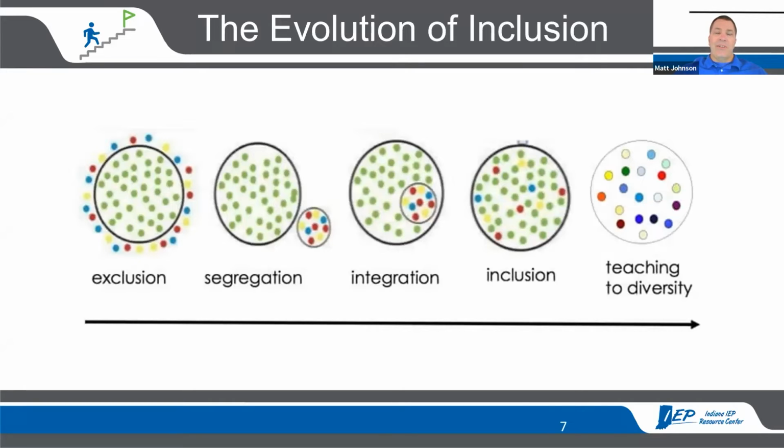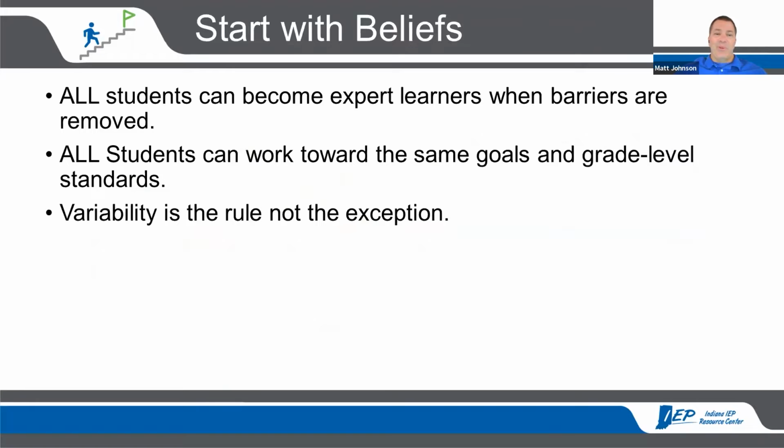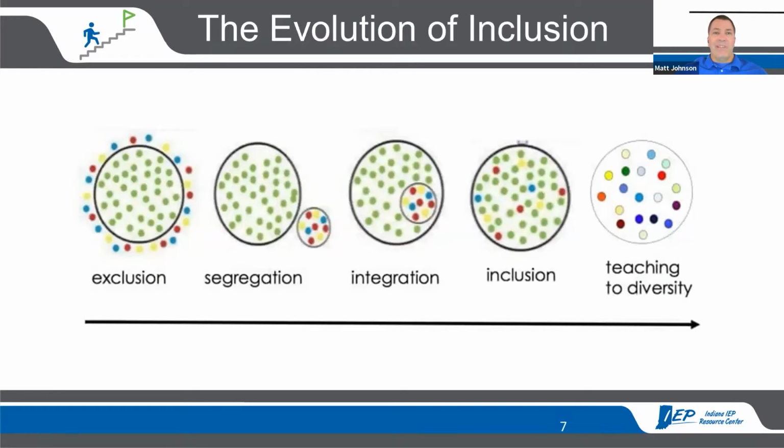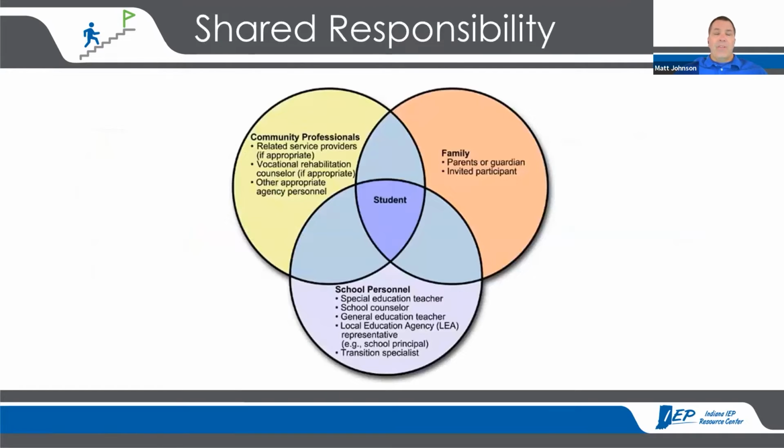If you get a chance to look her up, Shelley Moore is who I pulled this little slide from. It just talks about the evolution of inclusion from exclusion, where we kind of began, to where we're more inclusive and now thinking about teaching toward diversity, realizing that, like I said on the previous slide, variability is the rule, not the exception. Every kid comes from somewhere different, and we need to consider that as we're developing plans for them. So you'll see this slide pop up several times throughout this presentation, but it's a big deal.